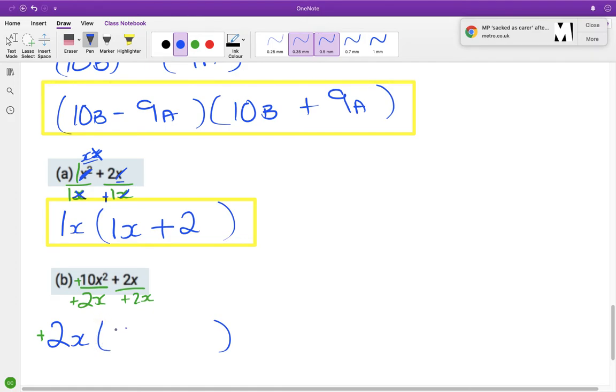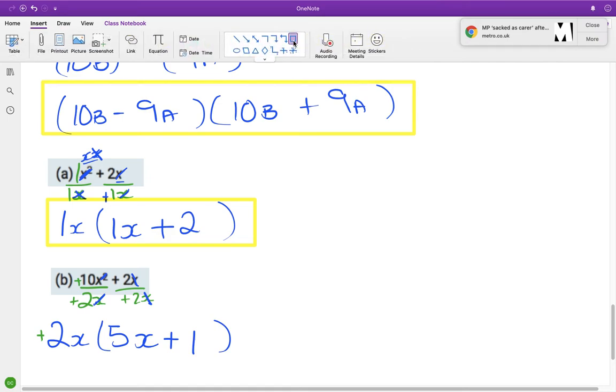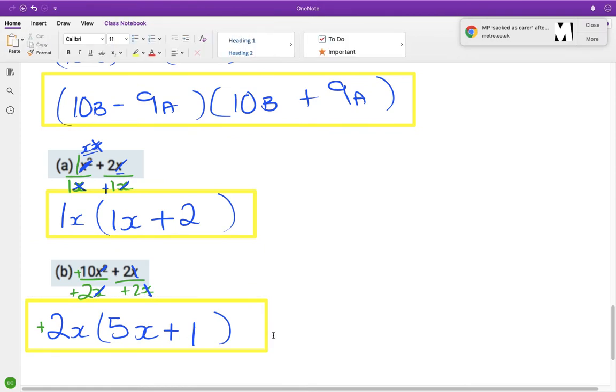So 10 divided by 2 is, oh my god, no, it's not. Sorry. 10 divided by 2 is 5. And then this x will take out one of these x's, leaving x behind. Signs are the same here, so we get a plus. 2 divided by 2 is 1. And then the x's will take each other out. Okay, so insert my little square. Right, there you are. There's the answer.